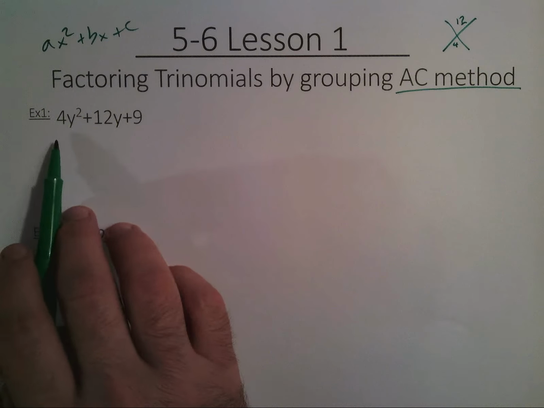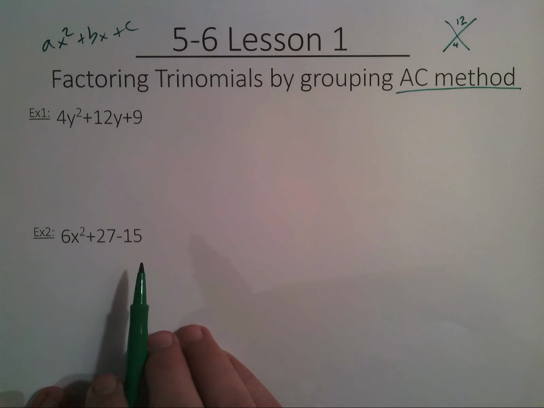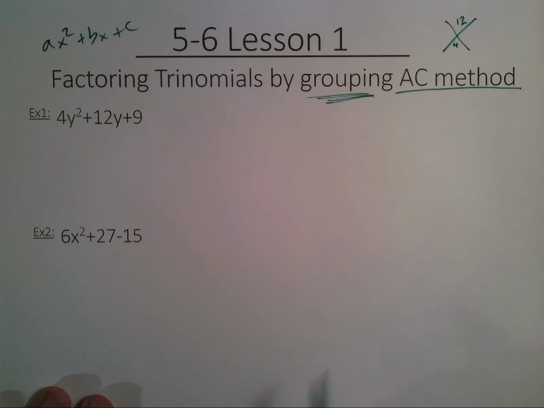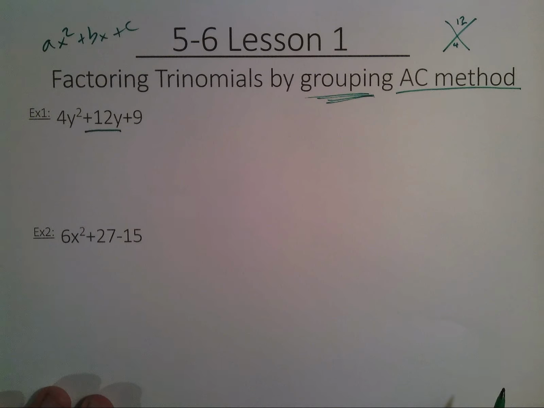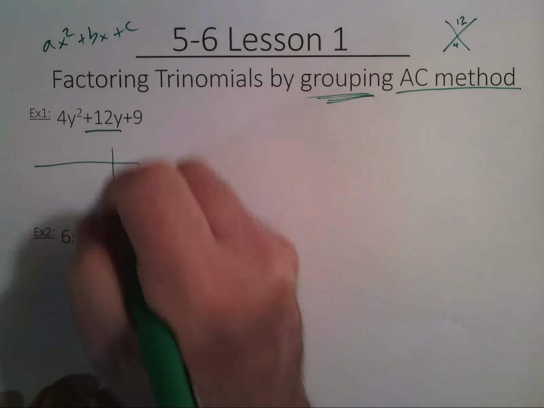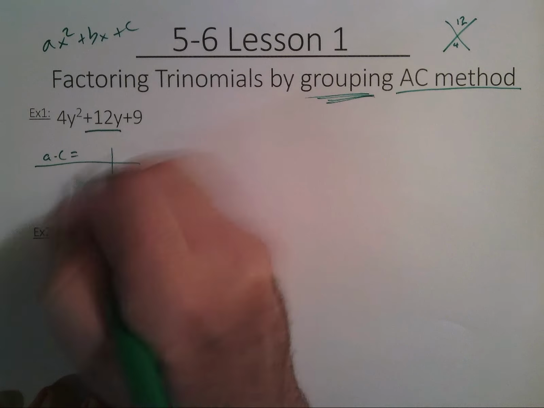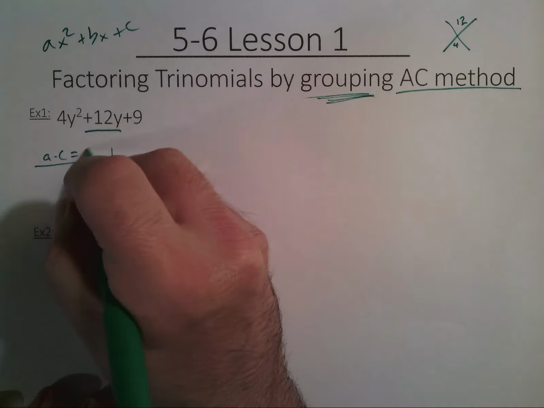I want to factor 4y squared plus 12y plus 9. My goal to factor this is to use grouping, and in order to do grouping I need 4 pieces. Well, I don't have 4 pieces right now, I only have 3. So what I'm going to do is break up the 12 so that I have 4 pieces. We do this by getting everything that multiplies to give me a times c. In other words, 4 times 9 for this one is 36.